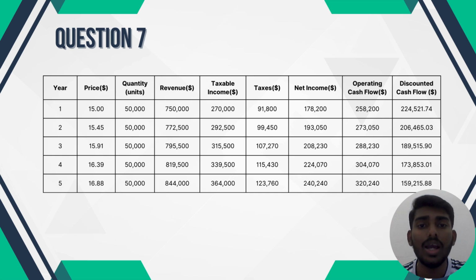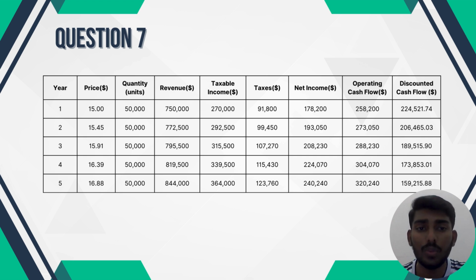So year 1, 178,200 plus 80,000 equals 258,200. Year 2, 273,050. Year 3, 288,230. Year 4, 304,070. For year 5, 320,240.